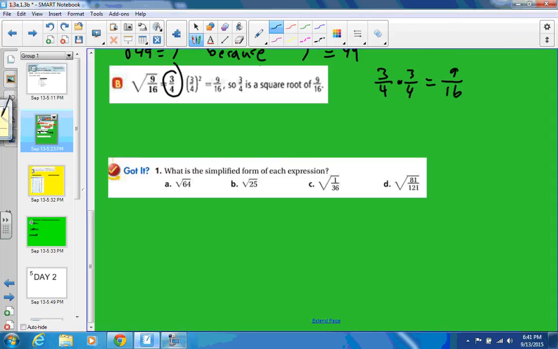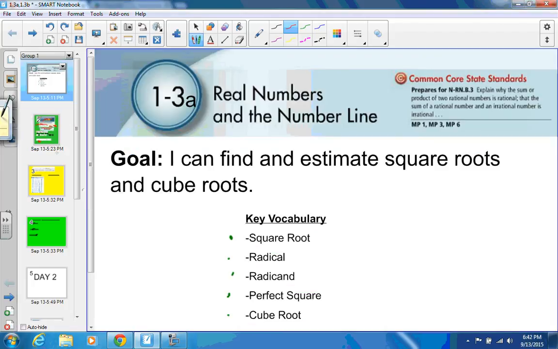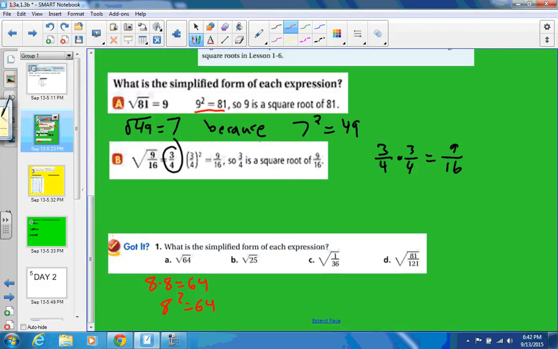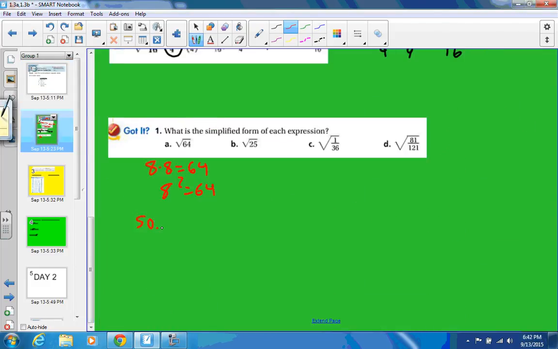All right, we're back. So what is the square root of 64? Well, the square root of 64, figure out what times itself equals 64. And if you remember, 8 times 8 equals 64, or 8 squared equals 64. So the square root of 64 equals 8. So this next one, what times what equals 25? Well, let's see, 5 squared, I think, is 25. So the square root of 25 is 5.